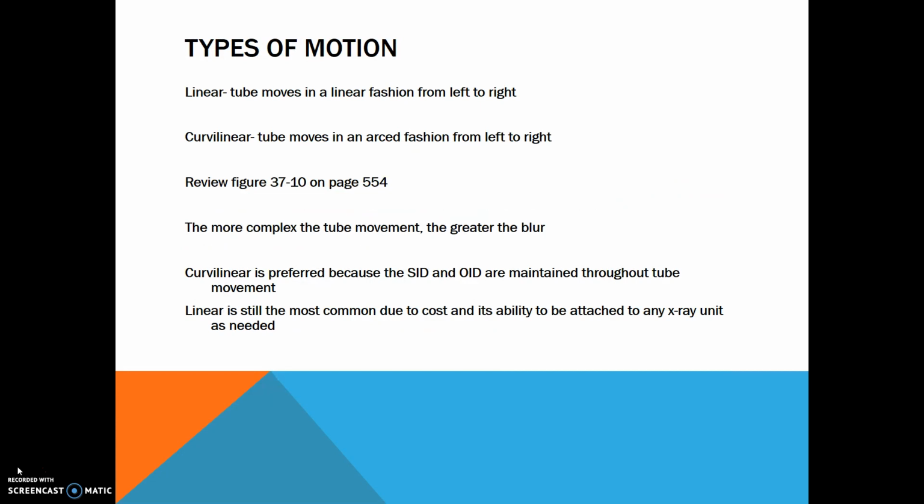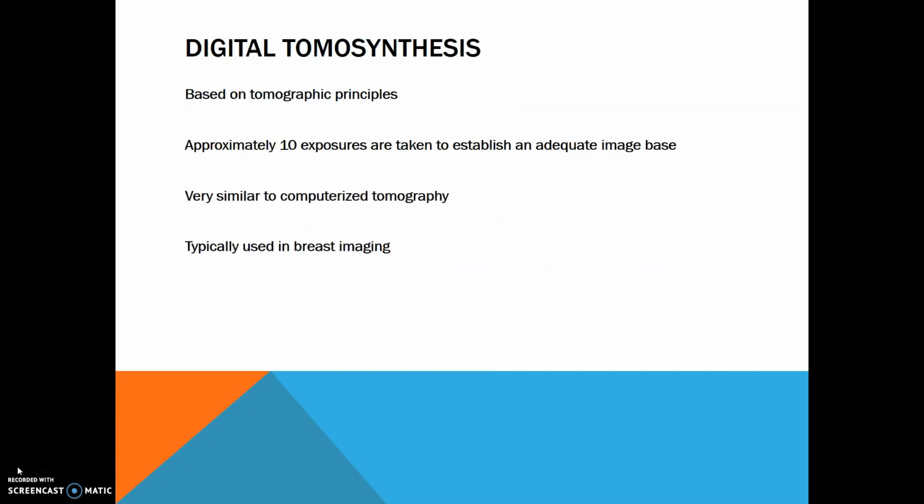There are various types of tube motion. Linear means the tube moves in a linear fashion from left to right. Curvilinear means that the tube moves in an arced fashion from left to right. The more complex the tube movement, the greater the blur. Curvilinear is preferred because the SID and OID are maintained throughout the tube movement. Linear is still the most common due to cost and its ability to be attached to any X-ray unit as needed.